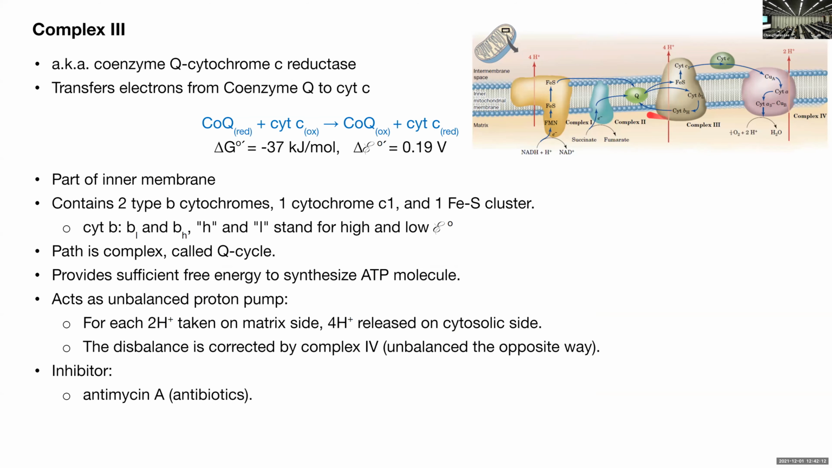And here's complex 3, also known as coenzyme Q cytochrome C reductase. Again, it links the CoQ, coenzyme Q, and the cytochrome C for handing on the electrons. It hands on the electrons from these 2, and with this net reaction here, the delta G naught value is still negative, with the delta E naught prime value positive.